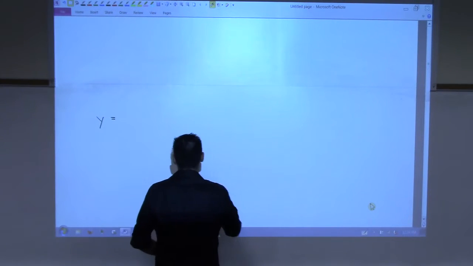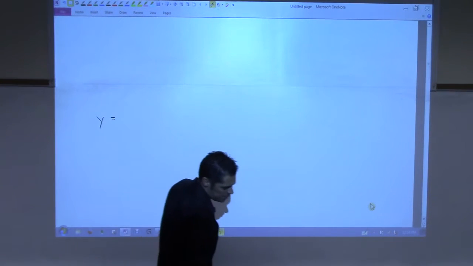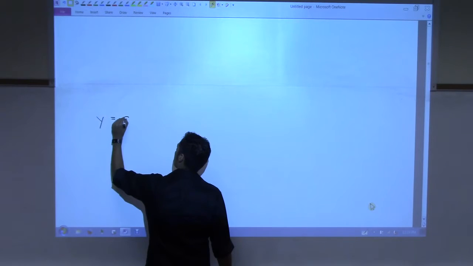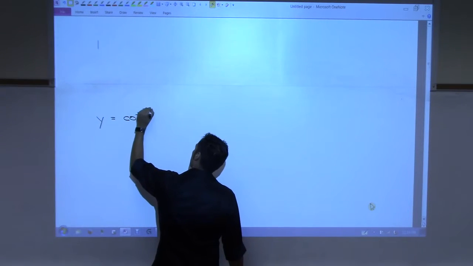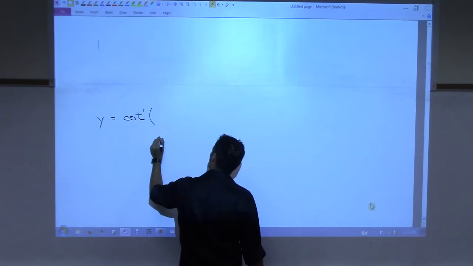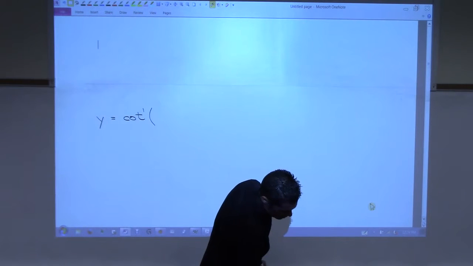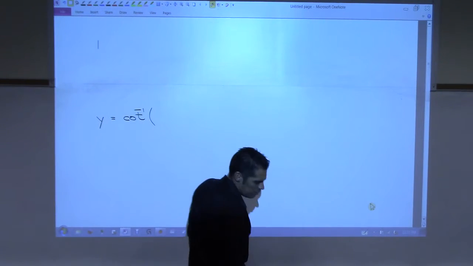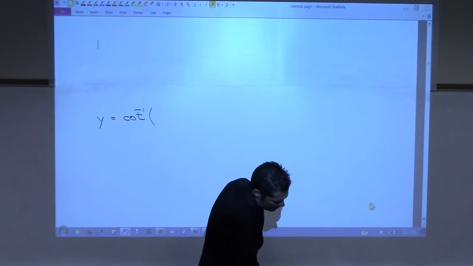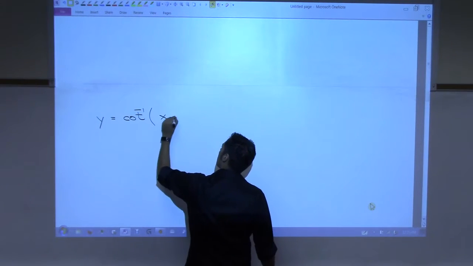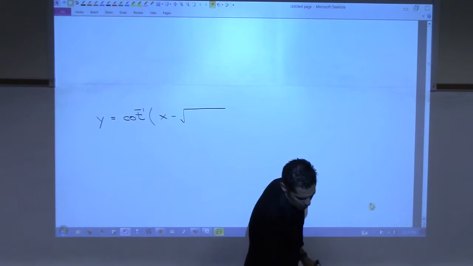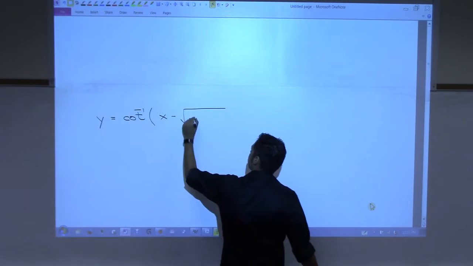I will do one. Let's see time. This one is interesting, I think. Arc cotan of, whoa, is that what I want? Arc cotan of x minus the square root of 1 plus x squared.